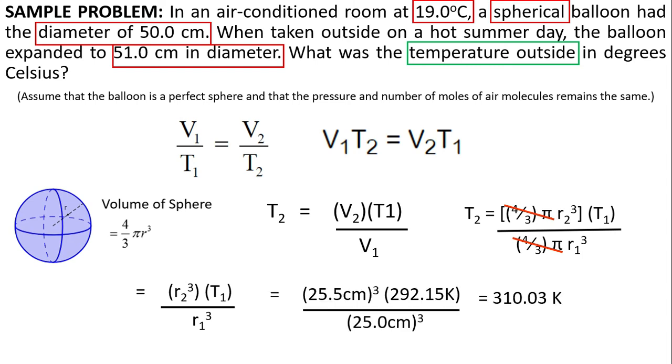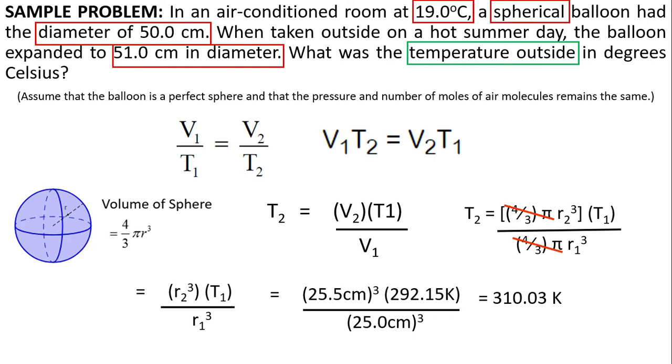So just putting in the numbers, we will have 25.5 centimeters. The half of the diameter is the radius, so we have to divide the diameter by 2. Then use it. Okay, so again, going back, we have 25.5 centimeters cubed times 292.15 Kelvin over 25.0 centimeters cubed.